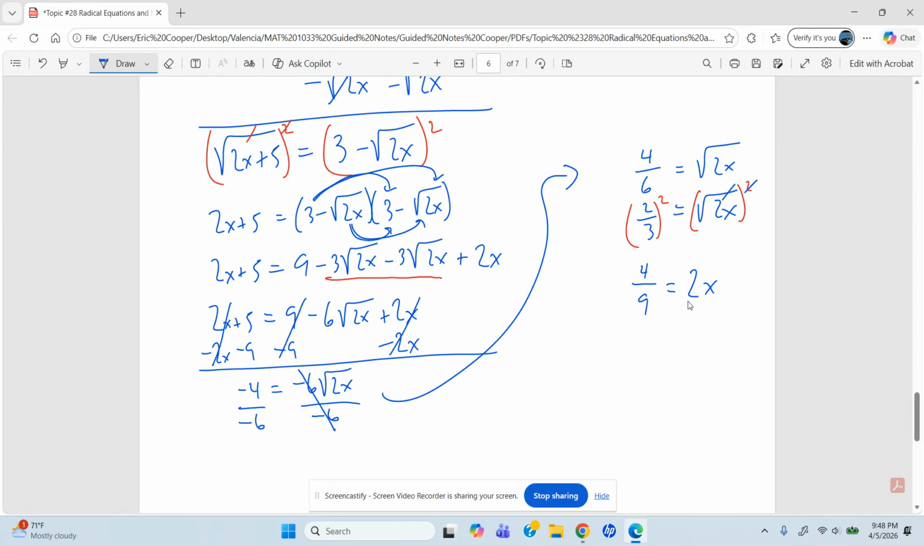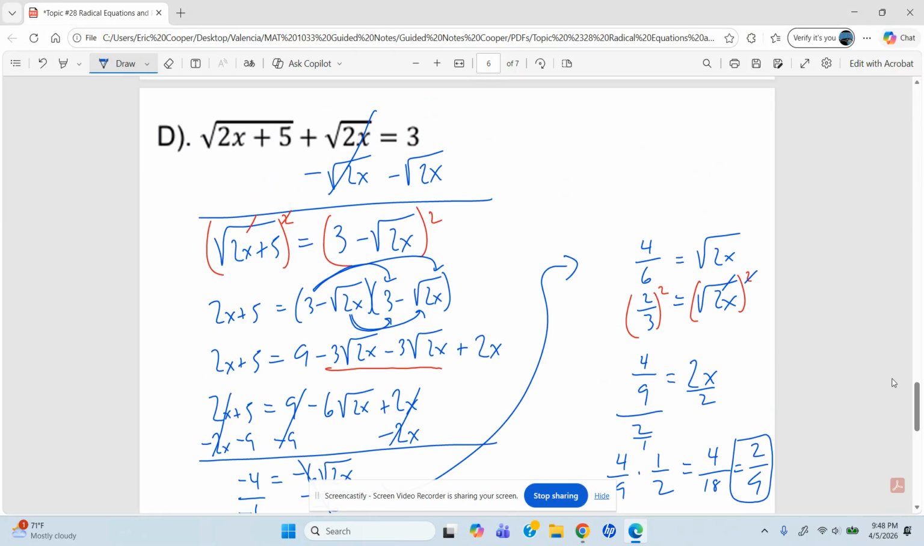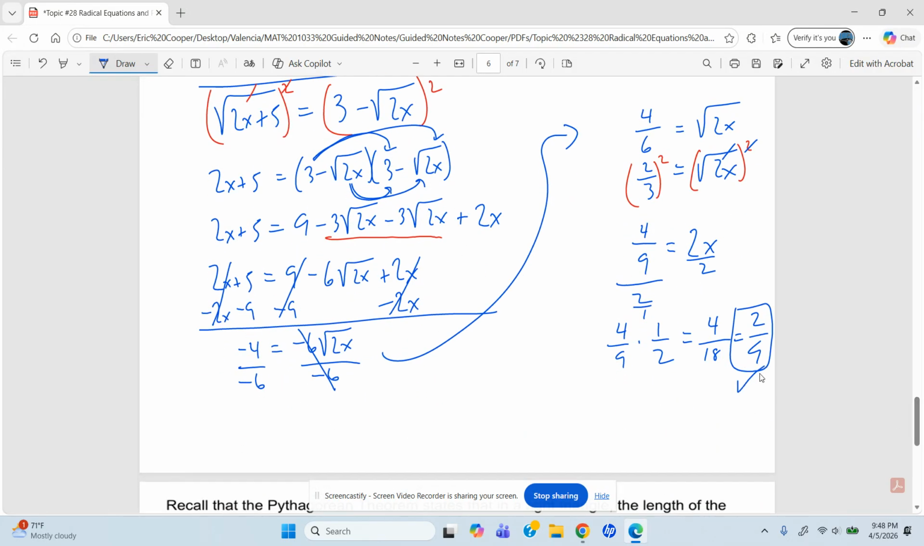I need to get rid of a multiply by 2, so I'm going to divide by 2. Remember, when you divide by 2, it's really multiplying by a half. You're just skip, flip, and multiplying. That leaves me with 4 over 18, which reduces to 2 over 9. Again, you can go back in and plug 2 over 9 into both of these, and you would find out that it does equal 3. So make sure you check your solutions.